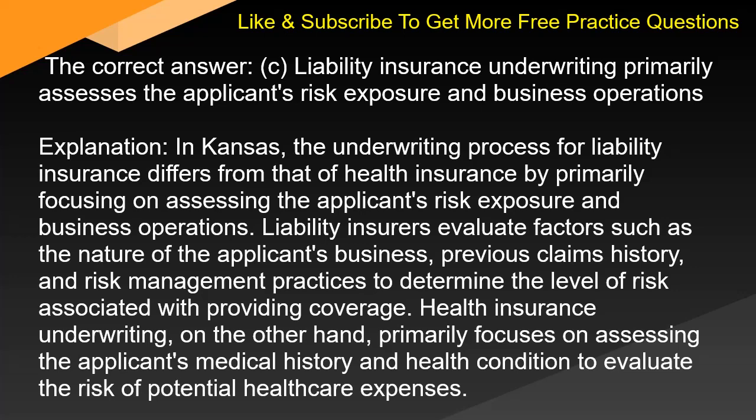The correct answer, C. Liability insurance underwriting primarily assesses the applicant's risk exposure and business operations. Explanation. In Kansas, the underwriting process for liability insurance differs from that of health insurance by primarily focusing on assessing the applicant's risk exposure and business operations. Liability insurers evaluate factors such as the nature of the applicant's business, previous claims history, and risk management practices to determine the level of risk associated with providing coverage. Health insurance underwriting, on the other hand, primarily focuses on assessing the applicant's medical history and health condition to evaluate the risk of potential healthcare expenses.